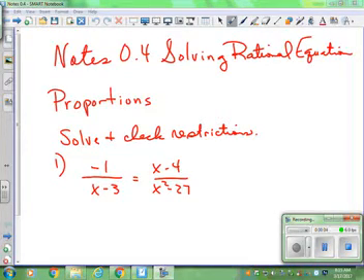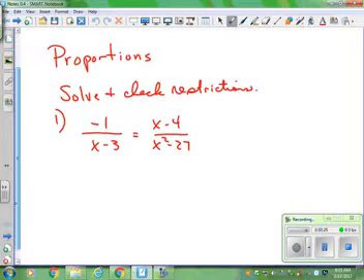Okay, so this is the first part of the notes for solving rational equations. There are two methods for solving these types of equations. One is getting common denominators to work with, and the other is proportions. So we're going to focus on proportions today because that's when you only have two fractions equal to each other, and it's a little bit easier to solve.